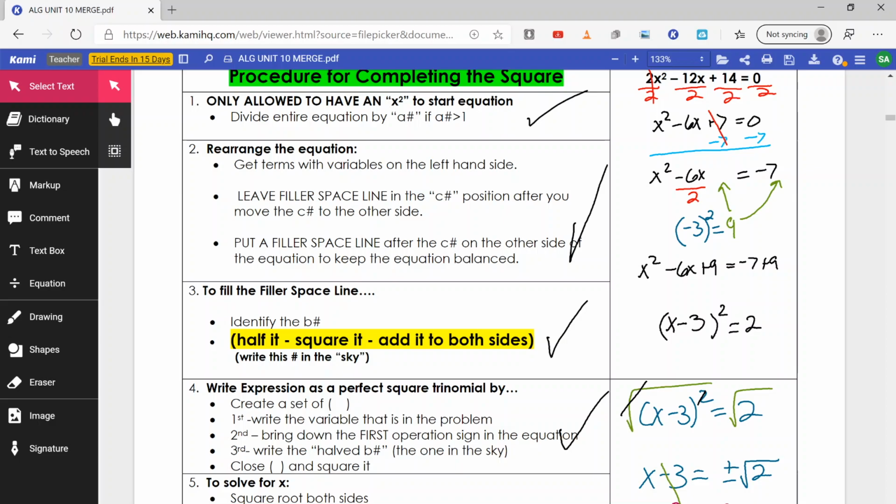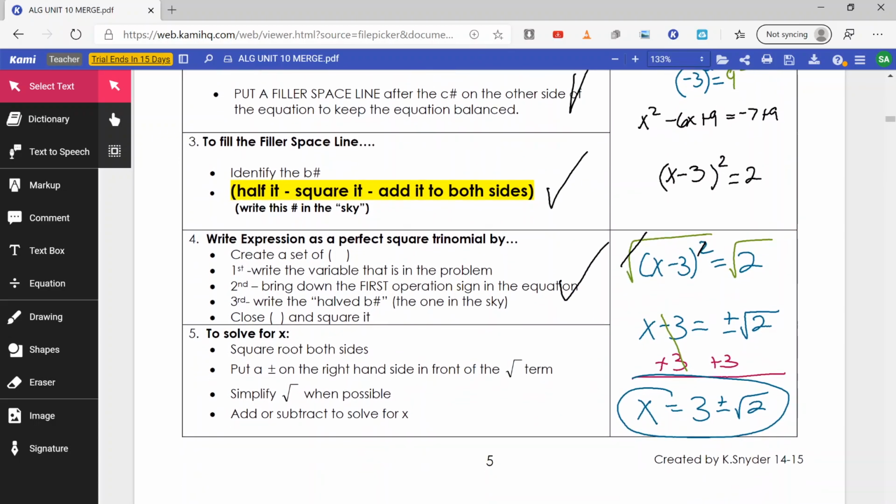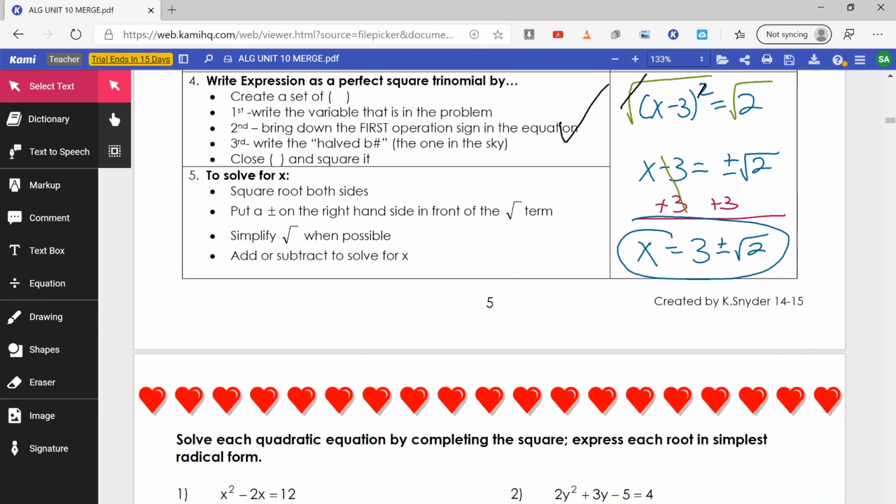We create this perfect square trinomial where it's the letter in our problem, x, and then whatever number we got when we divided by 2. So the letter is x, we got -3 when we divided by 2, and it is a perfect square trinomial, so we are squaring, and that is equal to 2. And then we go through the process of solving for x. Take the square root of our numbers, add 3, and we get our answer.